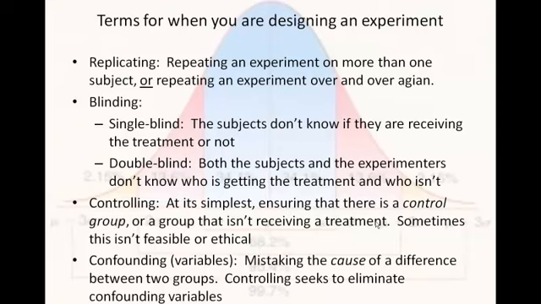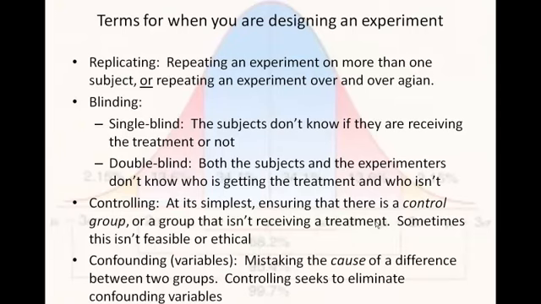Okay? Controlling. Let's talk a little bit about controlling, because really controlling your experiment is the biggest challenge. It's the biggest hurdle that we have to overcome when we do statistics, when we do statistical research with experiments. At its absolute simplest, it's really ensuring that there is a control group. That's the first place that you start. There has to be a group that isn't receiving the treatment so that we have something to compare the treatment group with. That's the reason that we do that, is we are trying to control the effects of the treatment.